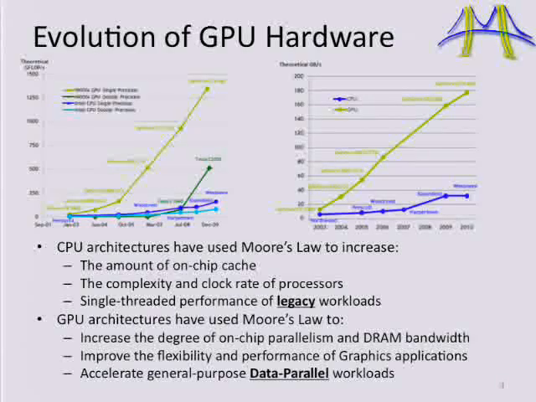So basically, CPU architectures over the past 20 years or so have been using Moore's law increase to increase cache and make the pipelines more complex to improve the performance of legacy workloads, while GPU architectures have been trying to provide as much DRAM bandwidth and on-chip parallelism as possible, and to become more and more general purpose, but targeted mostly at highly data parallel workloads.